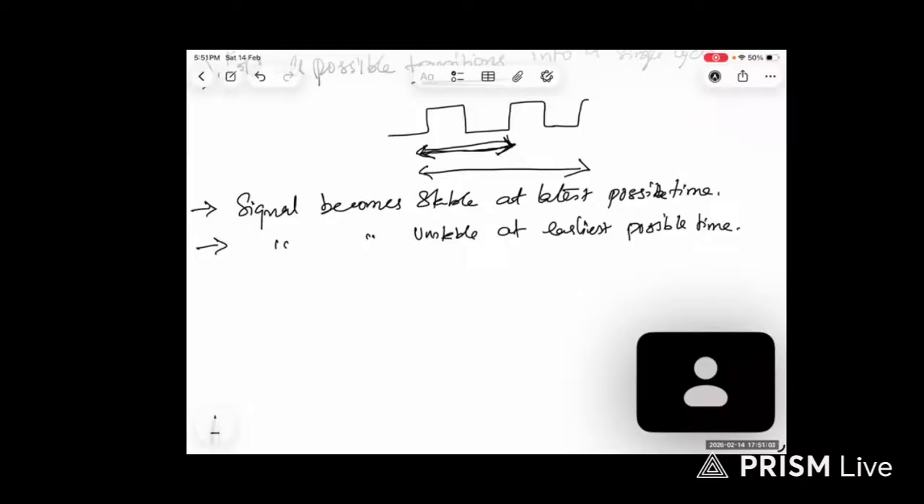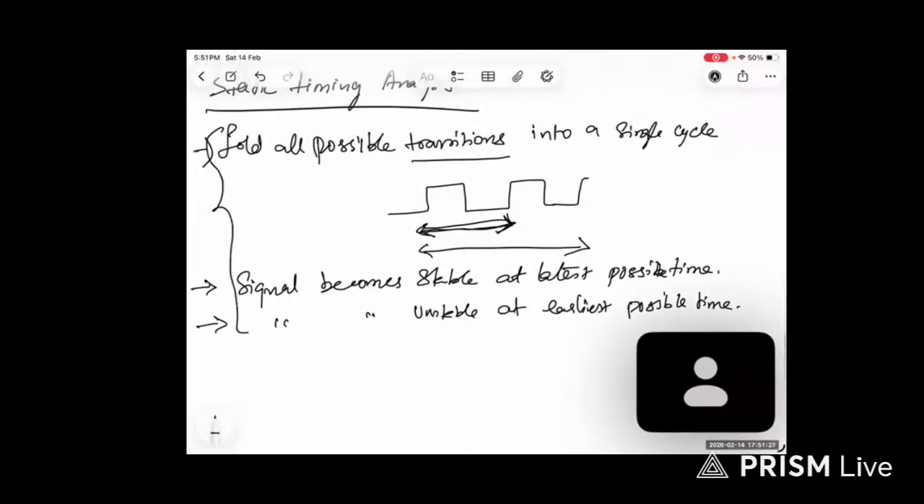So we are talking about data signal or clock signal? Both data and clock have to get stabilized. Basically what we are doing in static timing analysis is seeing if my design works at these extreme conditions. If my design is able to work at these extremes, then we can guarantee that it will be able to meet the timing, and my requirement is met.